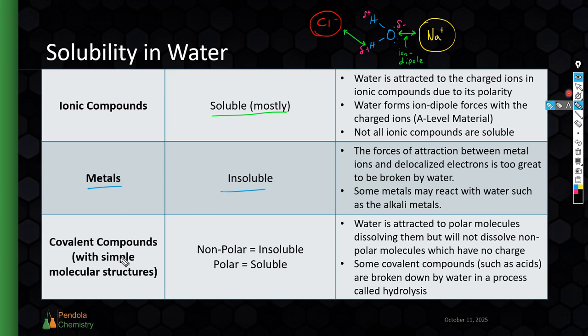Now, covalent compounds have a very simple rule. Again, because we're talking about solubility in water, non-polar compounds are going to be insoluble, whereas polar compounds are soluble. Why? Because we have a rule in chemistry for covalent molecular compounds: like dissolves like.